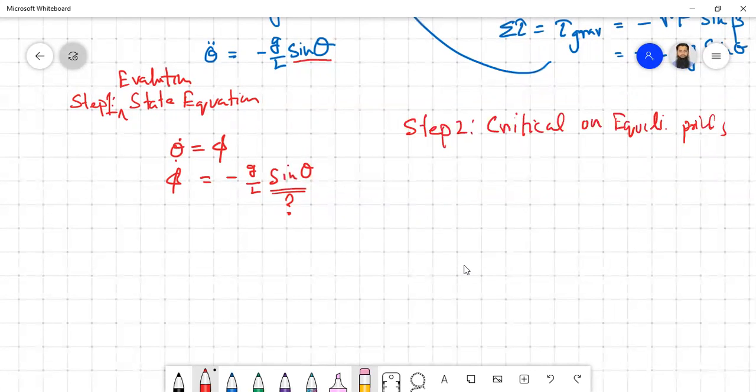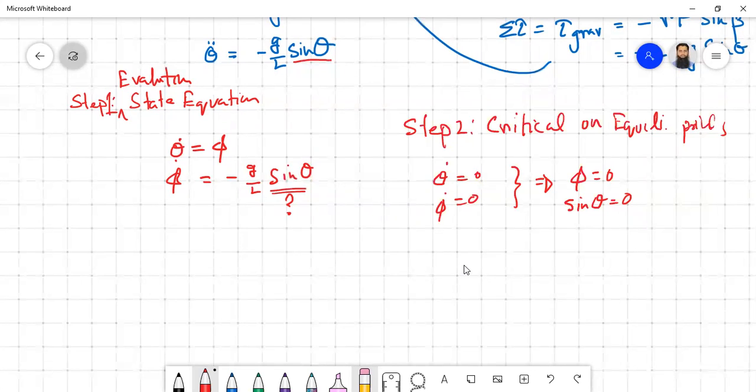So now how to do that? Basically theta dot should be equal to 0, as well as phi dot should be equal to 0. So now this actually implies that phi has to be 0. Okay, so first equation. And the second one is actually sine theta should also be 0. Now the point here is sine theta is 0.